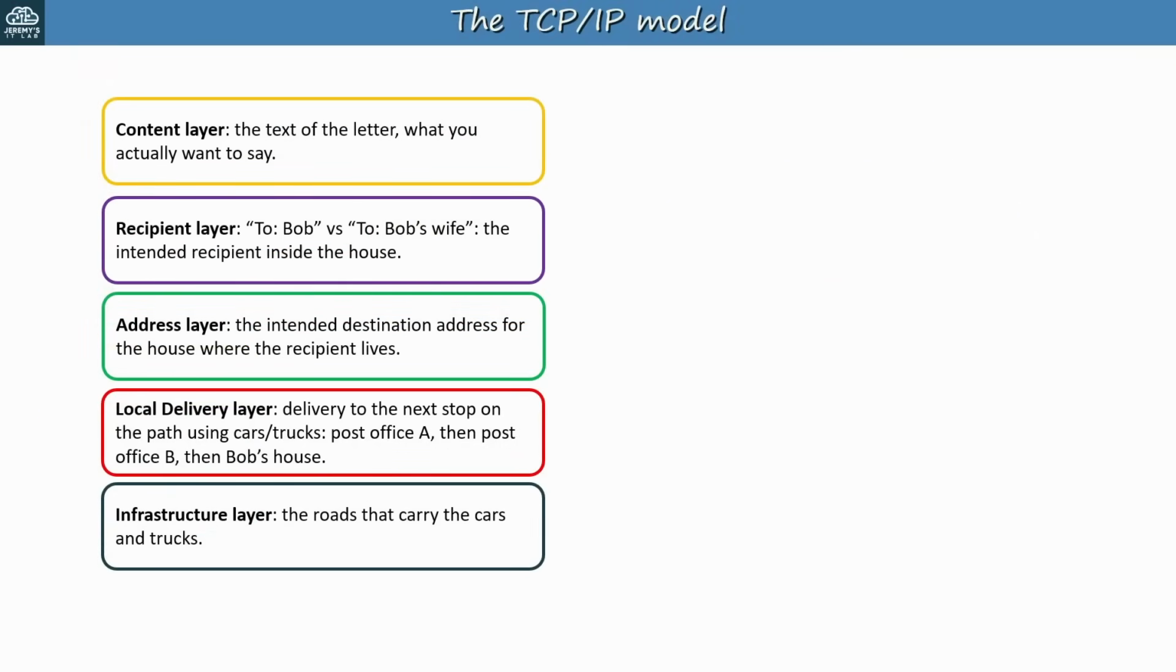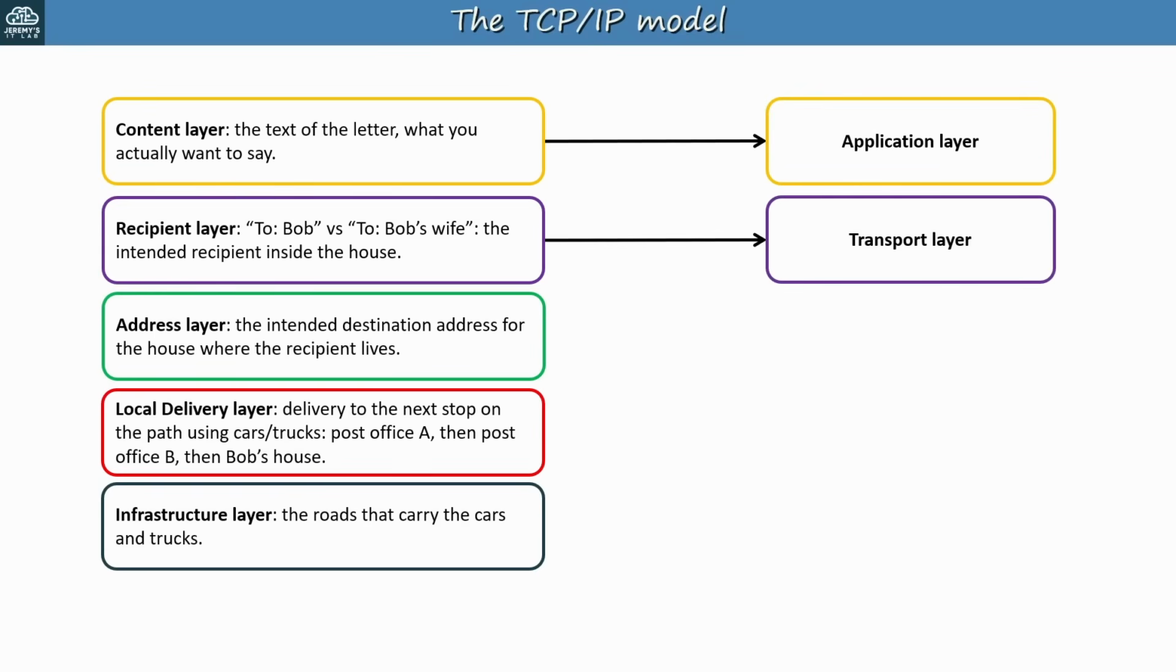Here are the 5 layers of our mail system. Let's map them to the TCP/IP model. The content layer is equivalent to the TCP/IP application layer. The recipient layer maps to the transport layer. The address layer matches the internet layer. These are the same names I showed before for the TCP/IP model, but I'm going to use a different name next.